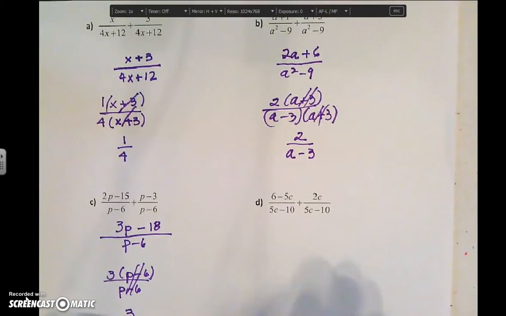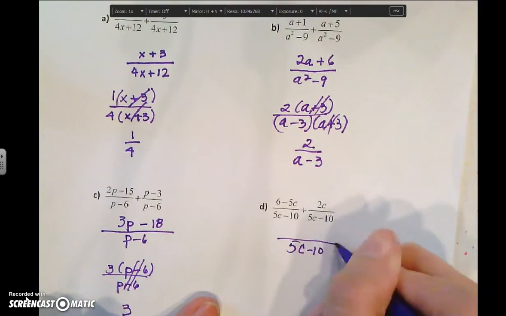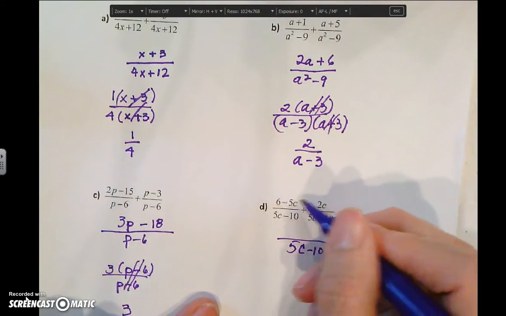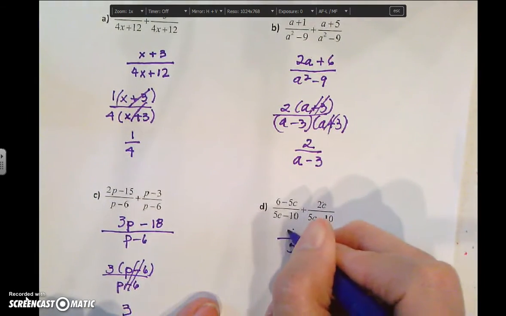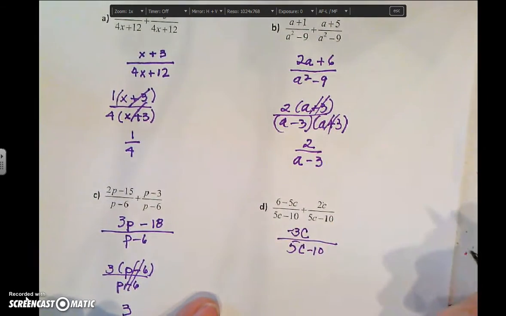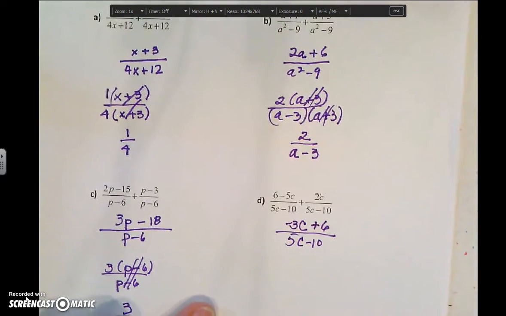And then D, keep that common denominator. I'm going to put my c's first. I have a negative 5c and a positive 2c. That's a negative 3c. And then I have the plus 6.